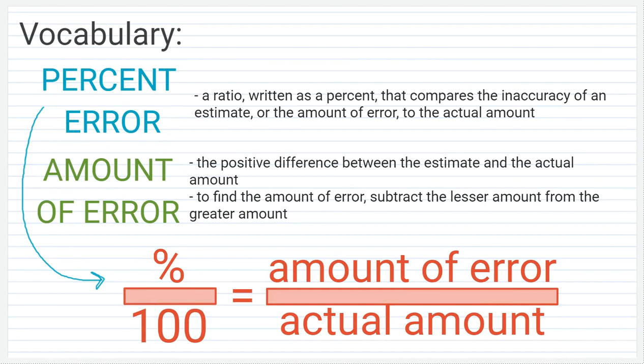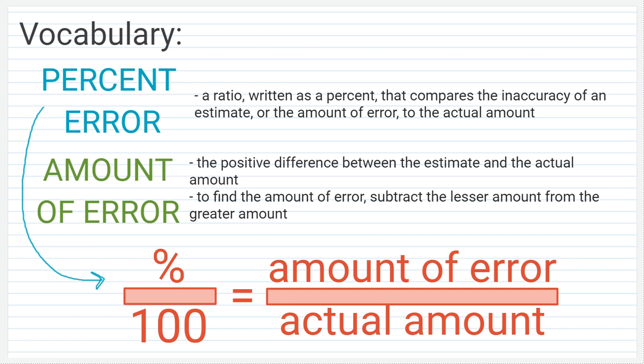The percent error is a ratio written as a percent that compares the inaccuracy of an estimate or the amount of error to the actual amount. The amount of error is the positive difference between the estimate and the actual amount. To find the amount of error, we're going to subtract the lesser amount from the greater amount.